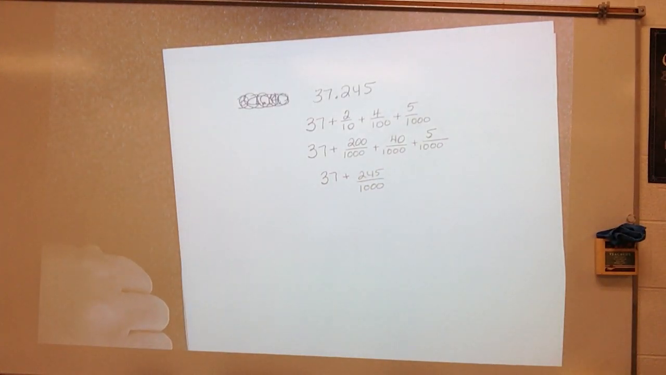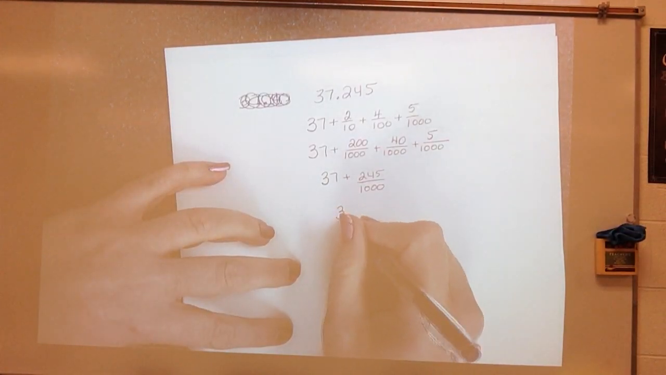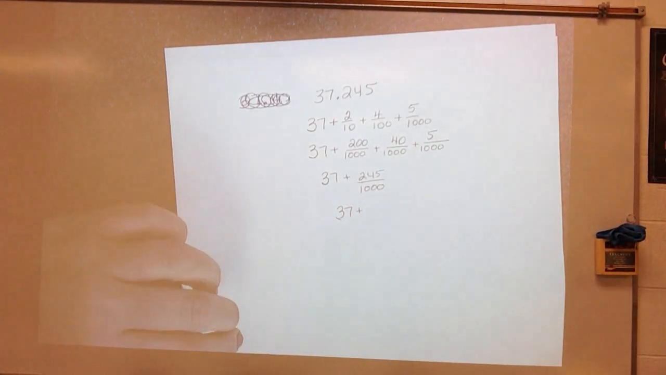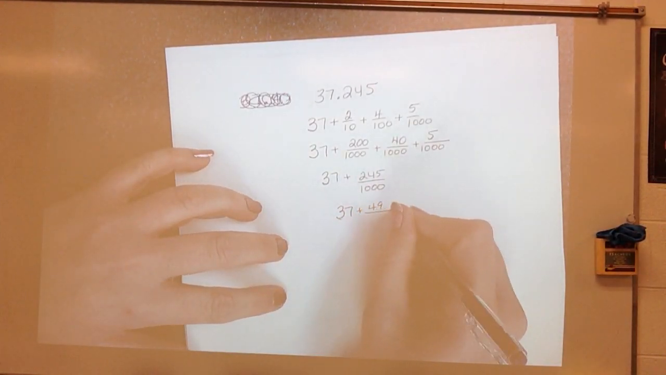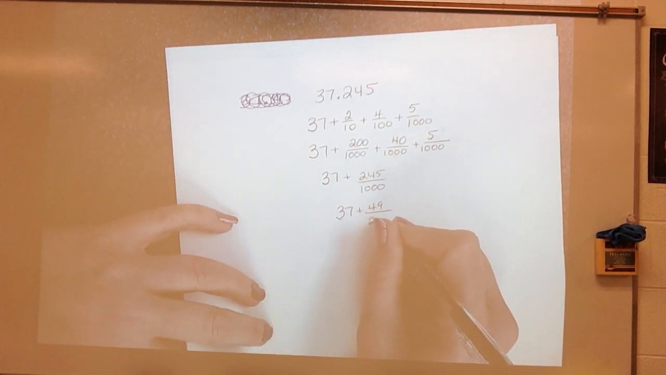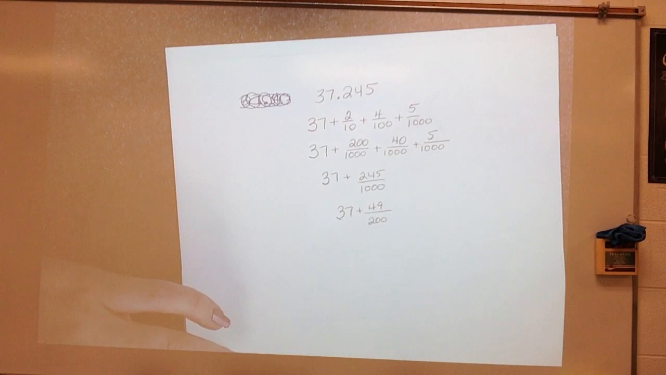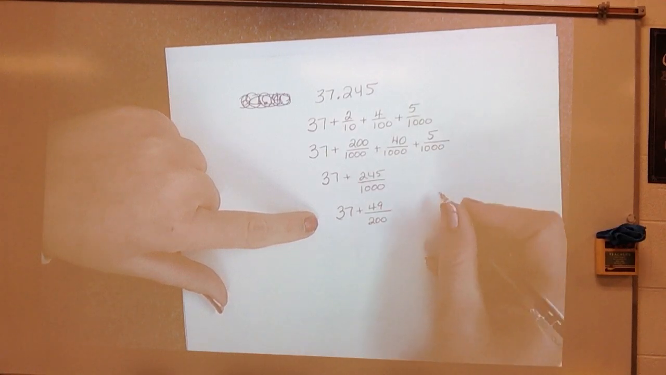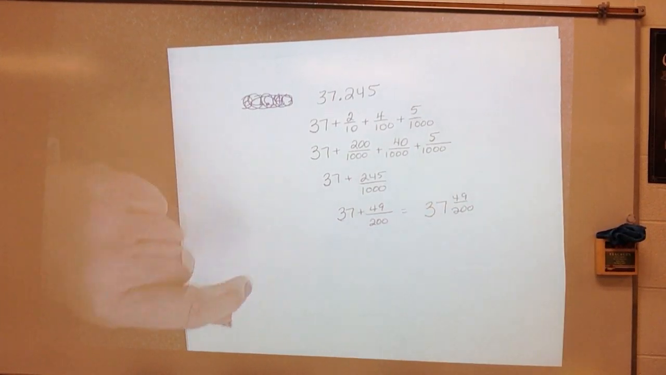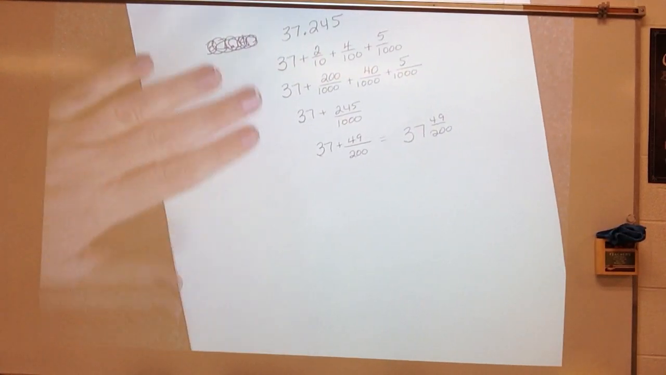And I can reduce this. I can actually reduce this by 5. So I can reduce this by 5 and say 245 divided by 5 is actually 49. And 1,000 divided by 5 is 200. So I would write this as 37 plus 49 over 200, which is 37 and 49 200ths. Okay? So now let's look at how we would write some decimals.